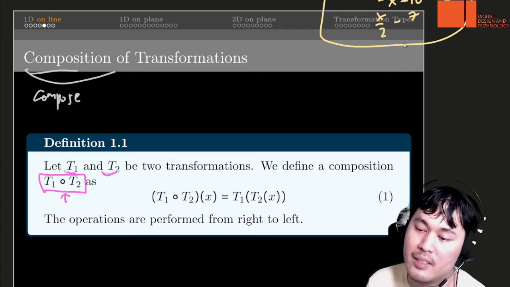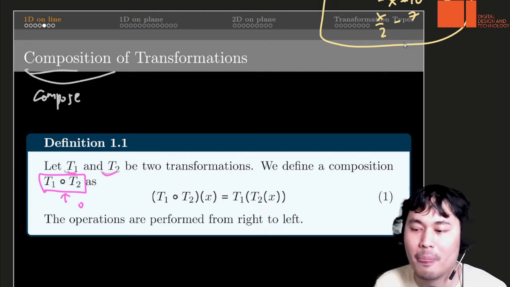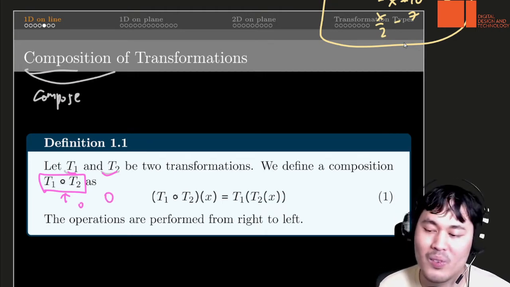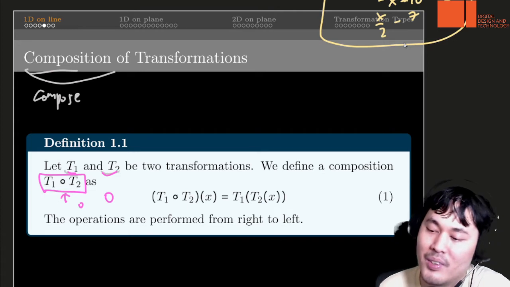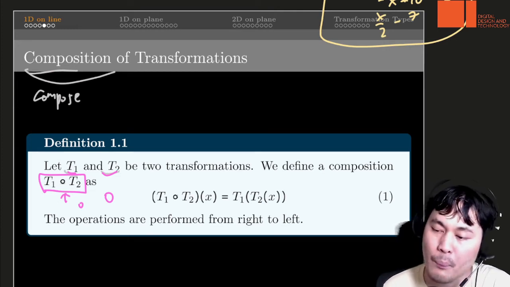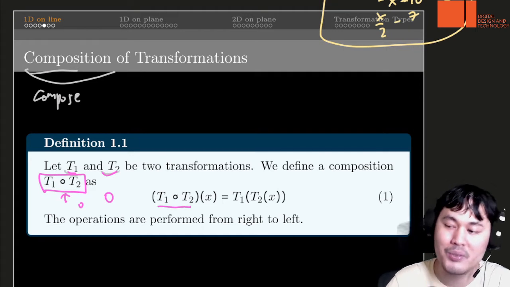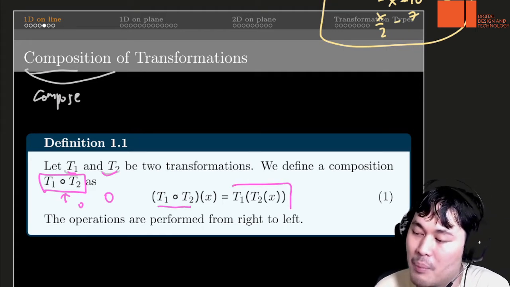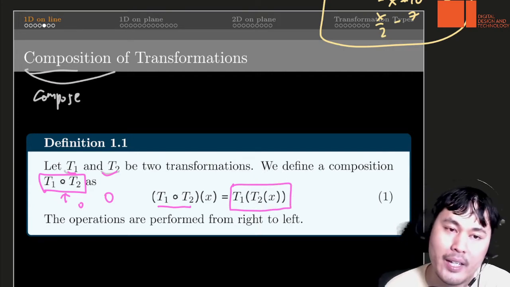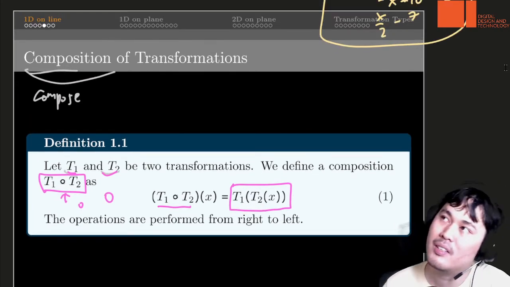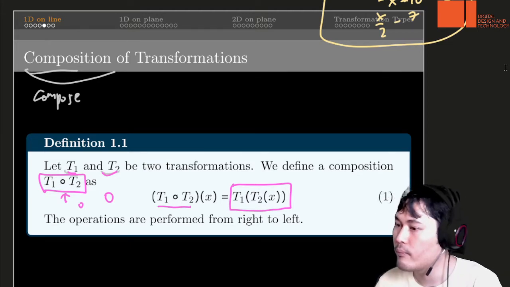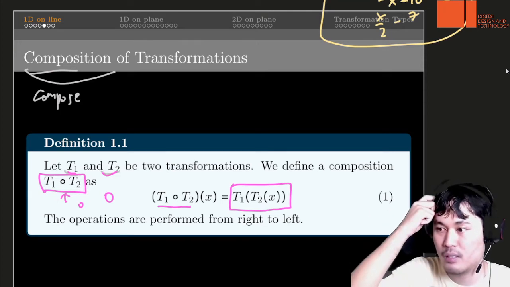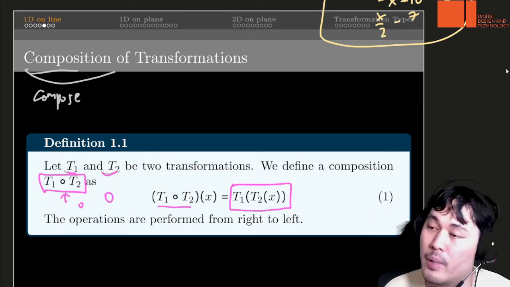And the notation is the small circle, which you can call it an 'or'. In this case, you could read it as T1 or T2. Or compose, or whatever you want. This is how we write the new composition. But the way you compute it is the function on the right. We didn't learn about function composition or composite function, but it's actually one of the basic operations you can do.